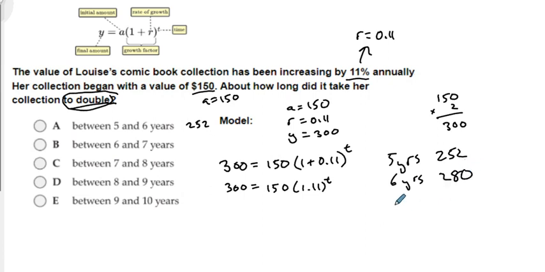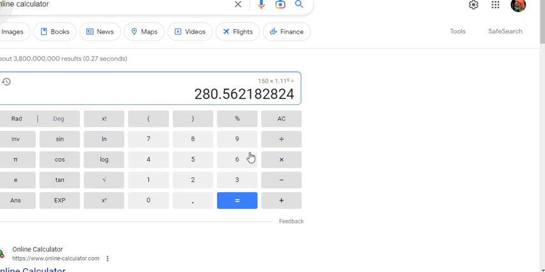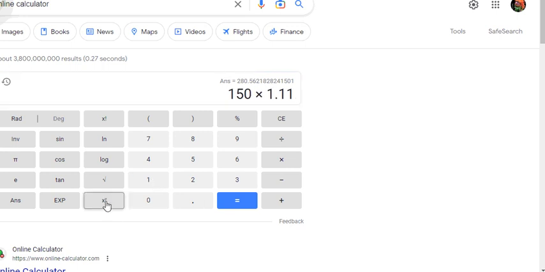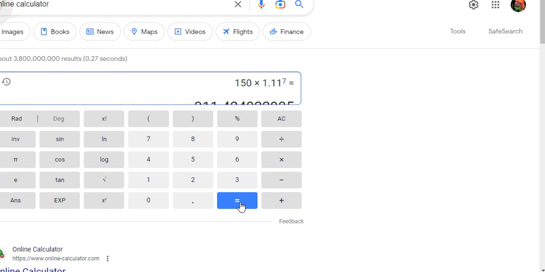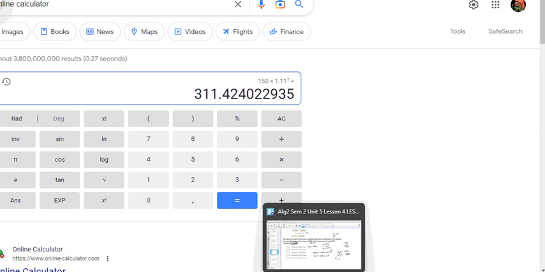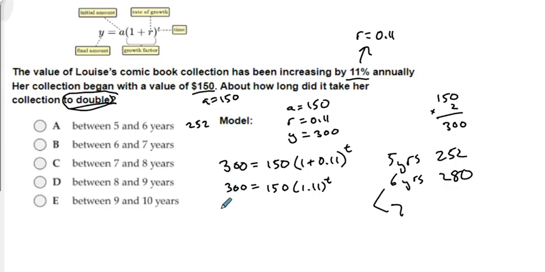So my guess is that it's going to be between 6 and 7. But let's make sure that at 7, it's actually gone over that 300 mark. So we're going to go 150, ignore my cat, times 1.11 to the 7th power, and bingo, we got 311. So we have cleared it. We figured that out just by plugging in some numbers. My answer is going to be letter B, between 6 and 7 years, because we're at 311 for 7. So we got 252, 280, 311.